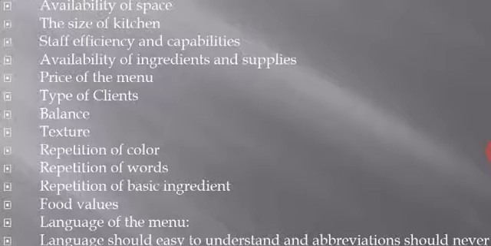Repetition of color should be avoided. For example, plain omelette, almond soup, boiled poached fish, boiled rice, they are all white in color. Repetition of words. Tandoori aloo, tandoori chicken, tandoori parantha, they all use repetition of words, which should be avoided. Repetition of basic ingredients. Chicken salad, crème de volaille, princesse poulet rôti, all three items are chicken based and cannot be considered an example of good menu planning.